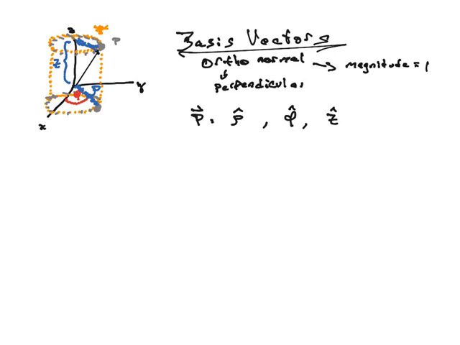Now, what we want to do is figure out how far I need to walk in the phi hat direction, or how far I need to move around or rotate in the rho hat direction, how far I need to rotate in the phi hat direction, and so forth. The way we're going to figure this out is, let's define x, y, and z in terms of rho, phi, and z, and vice versa.